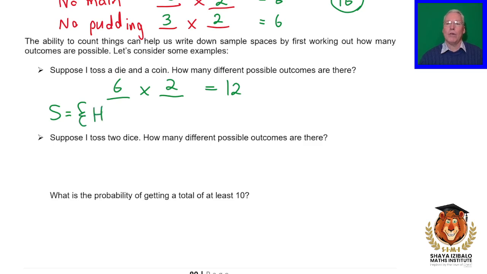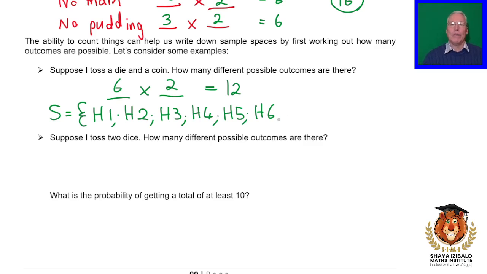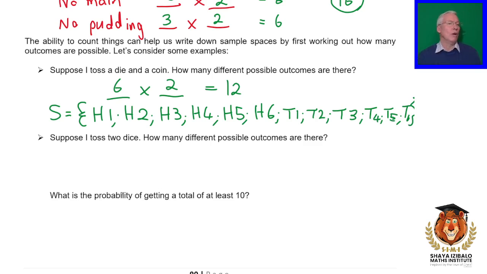I could get heads on the coin and 1 on the die. Heads on the coin, 2 on the die. Heads on the coin, 3 on the die. Heads on the coin, 4 on the die, and so on. Now, you might say we've only got 6 so far, but each of those can also happen with tails. Tails 1, tails with a 2, tails with a 3, tails with a 4, tails with a 5, and tails with a 6. Okay, there's a total of 12 things.